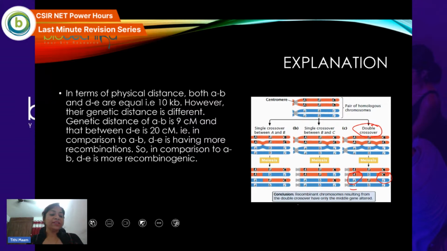That's why all these other statements are wrong, and the answer is option number 2. So you can see the explanation. In terms of physical distance, both AB and DE are equal, that is 10 kb. However, their genetic distance is different. Genetic distance of AB is 9 centimorgan and that of DE is 20 centimorgan. In comparison, DE is having more recombination, so DE is more recombinogenic than AB. Is it understood, everyone?